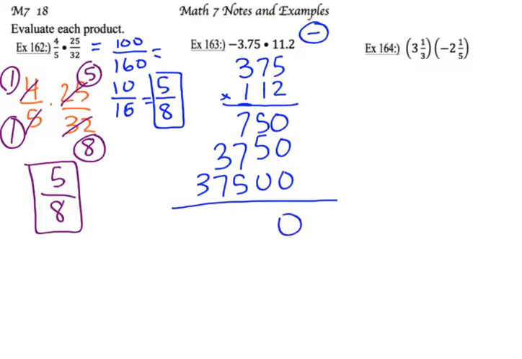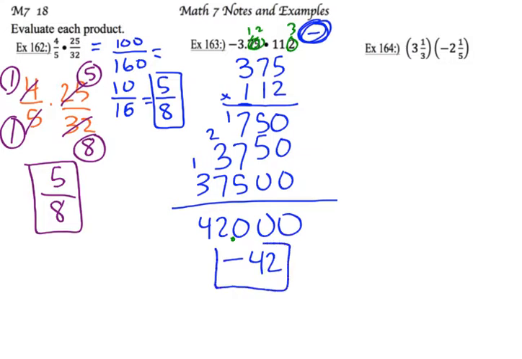Add down, and I'm going to get, oh, this is interesting. Let's see, that's 0, 3 and 7 and 2, 12, carry a 1, 42,000. But I need to put in 1, 2, 3 decimal places. So the answer ends up being negative 42 as the answer.